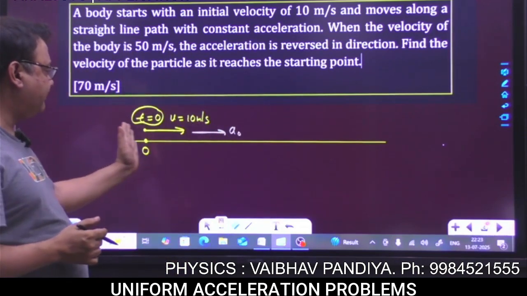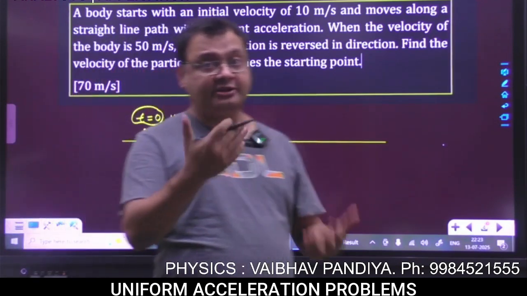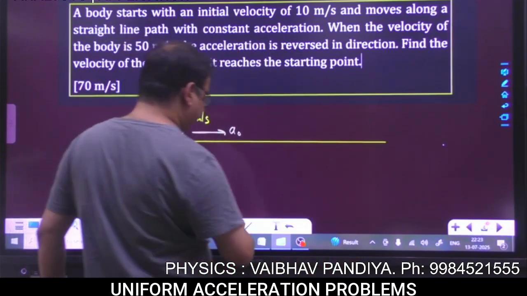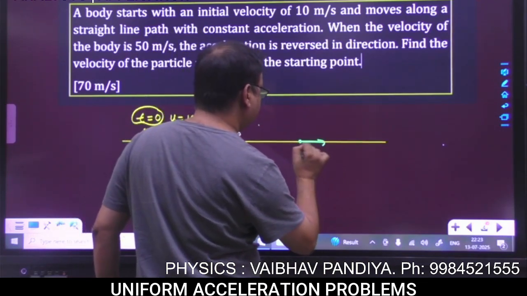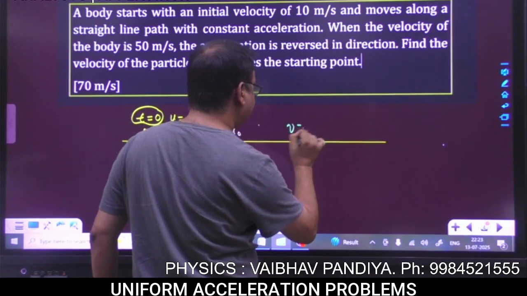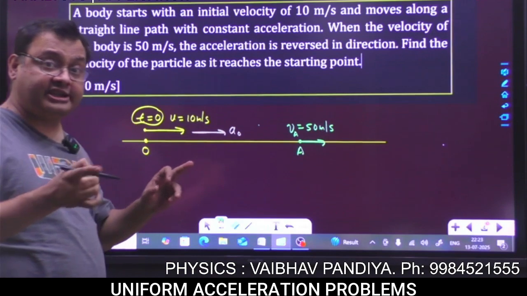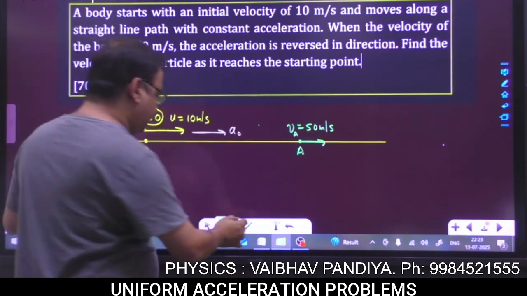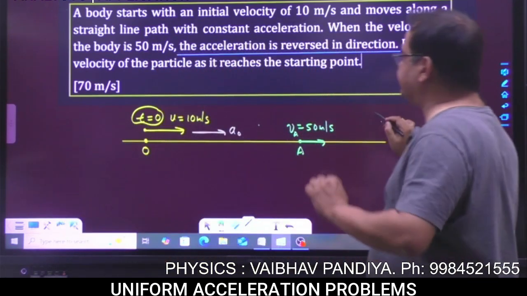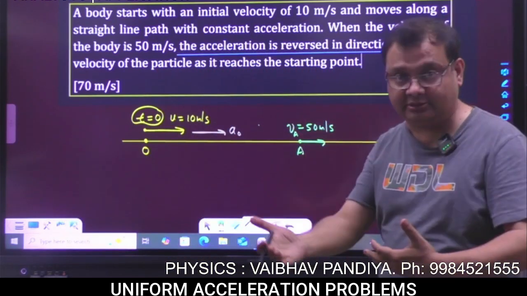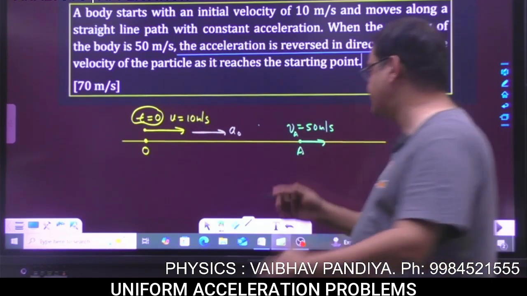Of course, when the particle is going under the influence of the constant acceleration, its speed would be increasing, correct? And at some point, say this is a point A, the speed is VA, 50 meter per second, then the acceleration is reversed in the direction. Now see the language. It is given that the acceleration is reversed in the direction. That means the same acceleration is reversed in the direction. It means the magnitude of acceleration is not changing, only the direction is changing, correct?